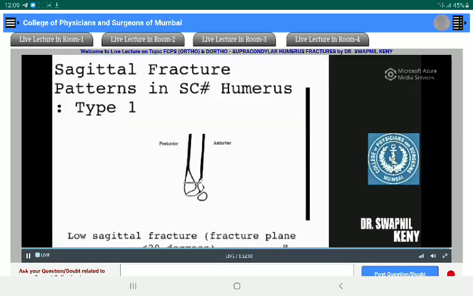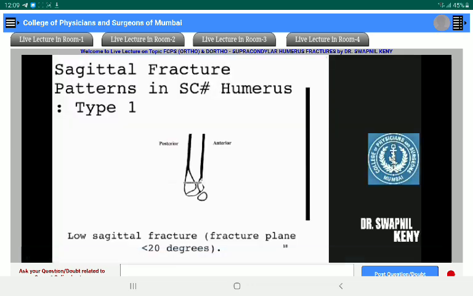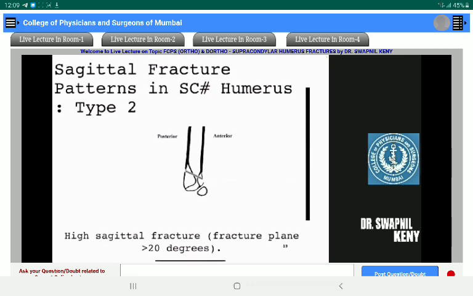Low sagittal fractures, fracture plane less than 20 degrees of angulation. Type 2 is the high sagittal fracture where the fracture plane is more than 20 degrees of angulation. Why is this important? It is important because, as you know, the way to treat a fracture is to fix it at an angle which is at almost 90 degrees or perpendicular to the fracture line.